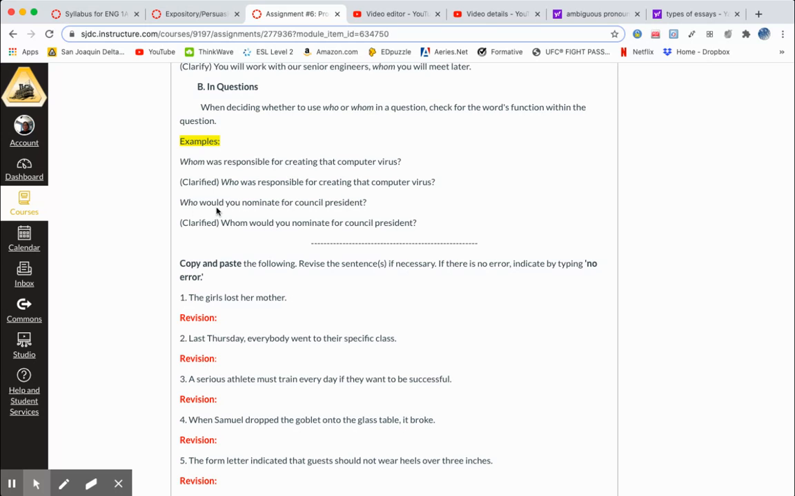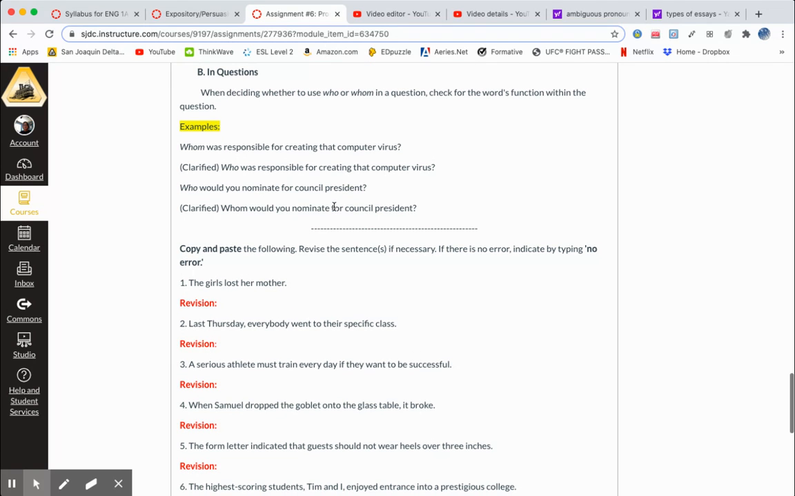Next example: who would you nominate for council president? Let's clarify this. Whom would you nominate for council president? Now, some might think that because it comes at the beginning of the sentence that it's the subject, but it is not. The subject is you, because you are doing the action. You nominate whom.